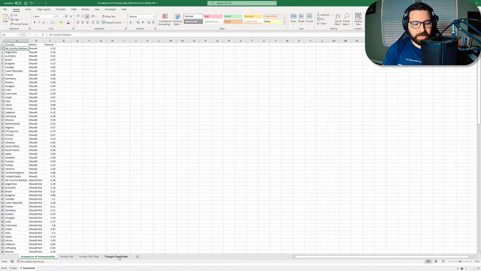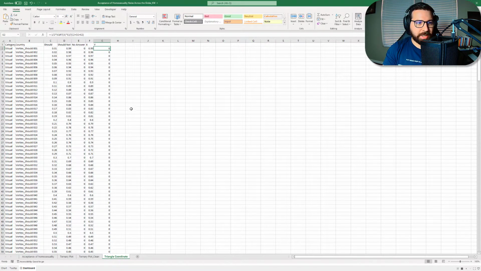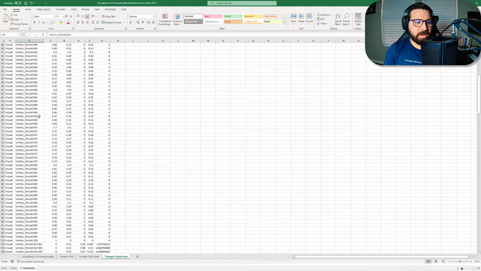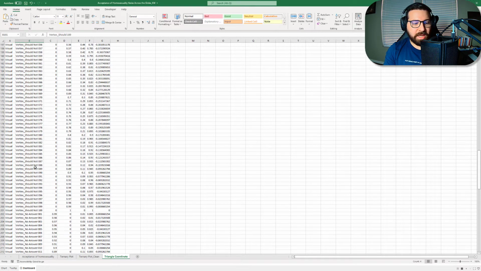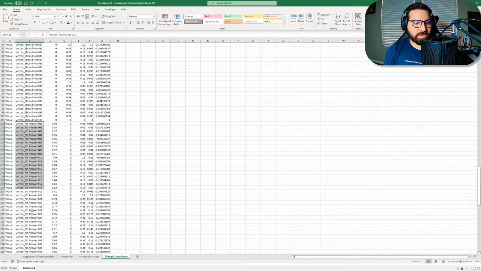The first sheet is this triangle coordinate sheet. And this isn't what's used in the workbook, but at least when I looked at this, it helped me understand what was actually happening in this plot. So you see these vertexes. There's 100 points here for each side. So the metric should, there's 100 points. The metric should not, there's 100 points. And then the metric no answer, there's 100 points.